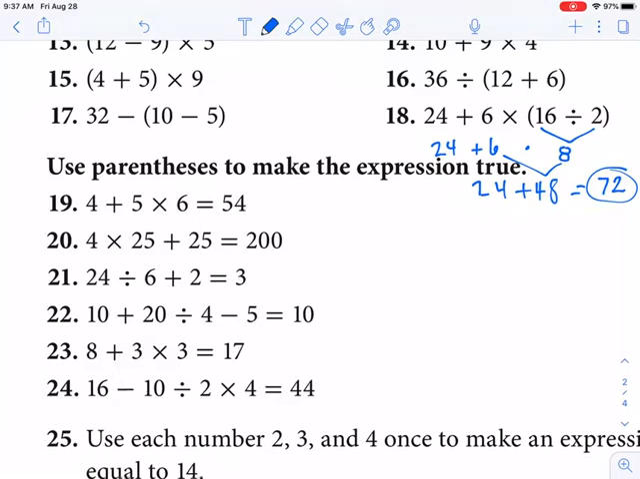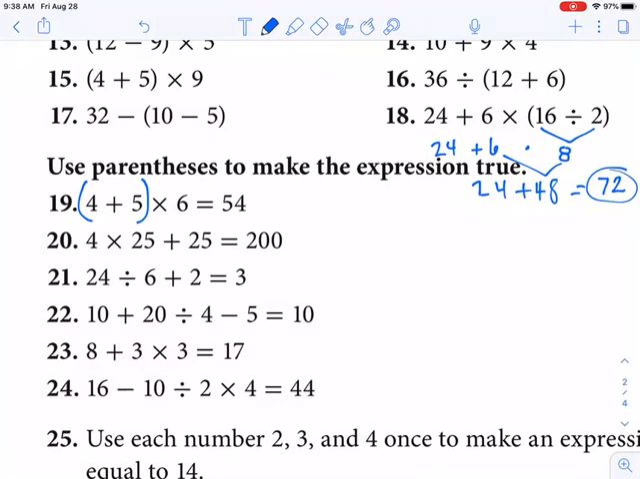So if you look at number 19, we need to get to 54. If you followed it the way it was right now, you would do 5 times 6 first and get 30, and then 30 plus 4 does not give you 54. So you're going to want to do the addition first. So we're going to put that in parentheses. So then you get 9 times 6, and that gives you 54.